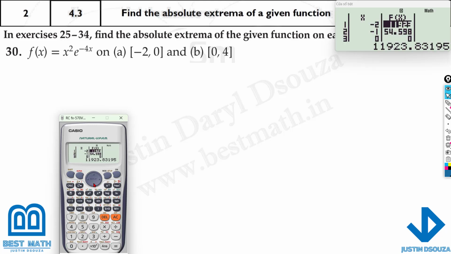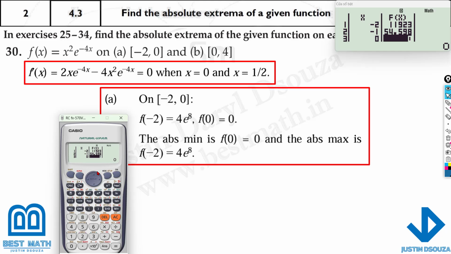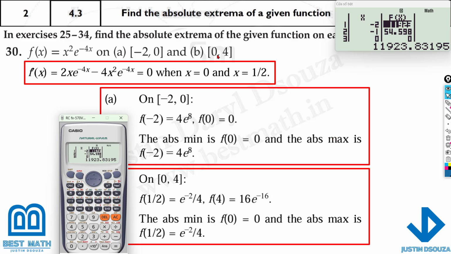And here we go. The maximum value is at minus 2, and minimum value is at 0. So you can see absolute max is at minus 2. Is it so? Oh, yes. I'm sorry, I thought this was 1 point or something. Look at these values. It's 11,923 at minus 2. Whereas at minus 1, it's just 54 and it's 0 at 0. So absolute minimum is at 0, which is 0. Absolute maximum is at minus 2, which is 4 times e to the power 8, that is equal to 11,923.831. That's how we solve it. Over here, 0 and 4.